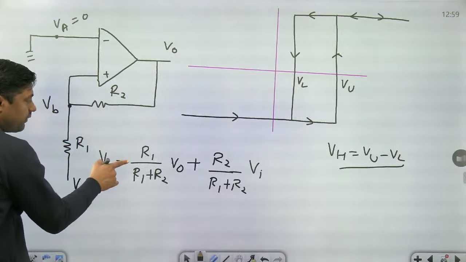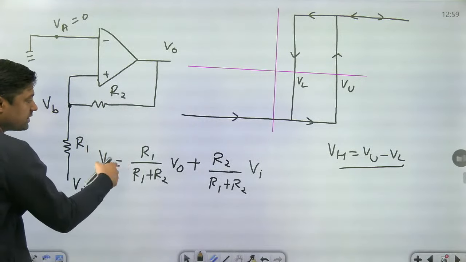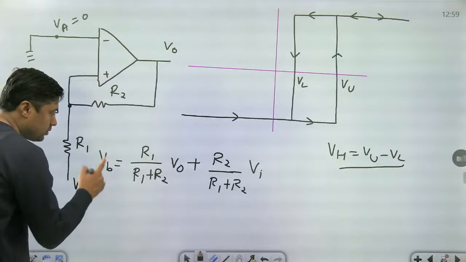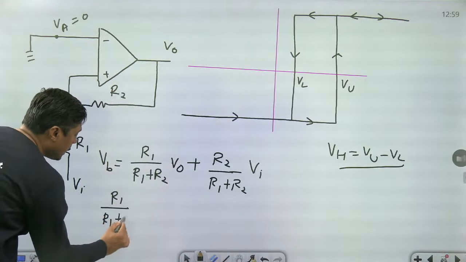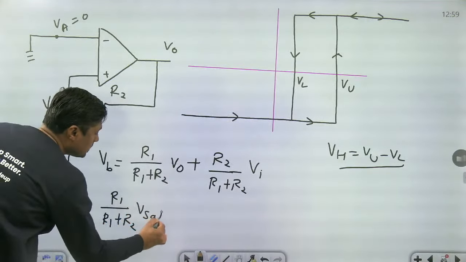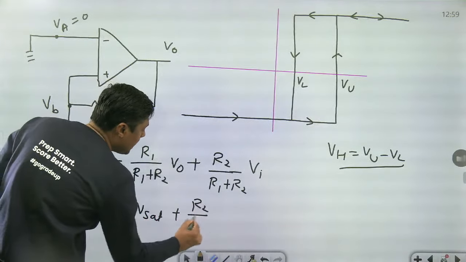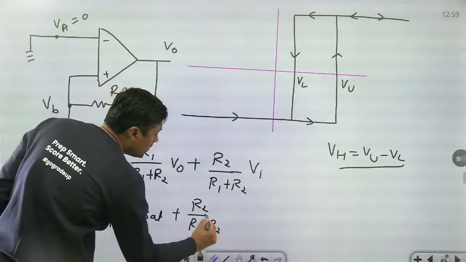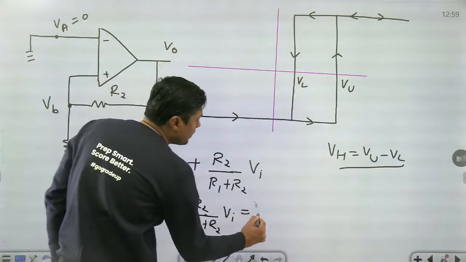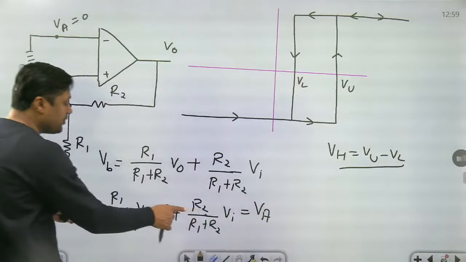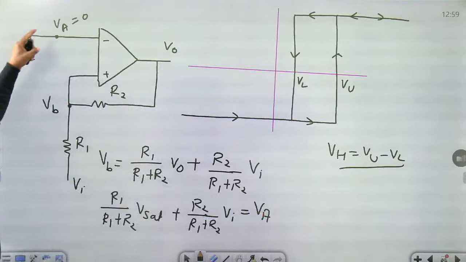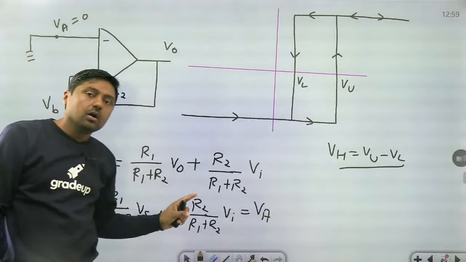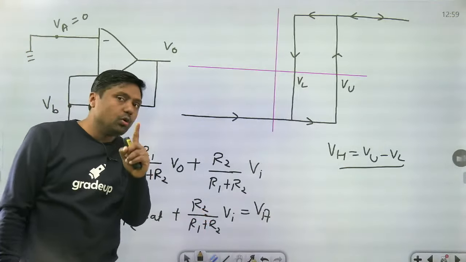Now for two different values of V0, we have to equate this with VA. What is the first value? R1 divided by R1 plus R2 into Vset, plus R2 by R1 plus R2 into Vi, equate with VA, and get the value of Vi in terms of VA. In this case, the VA is 0. You will get one value of Vi.